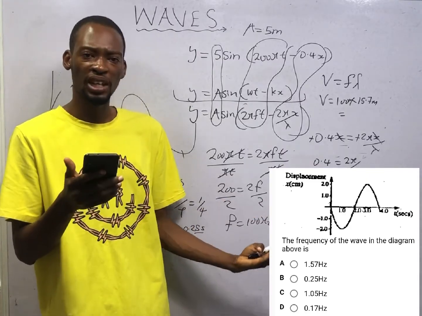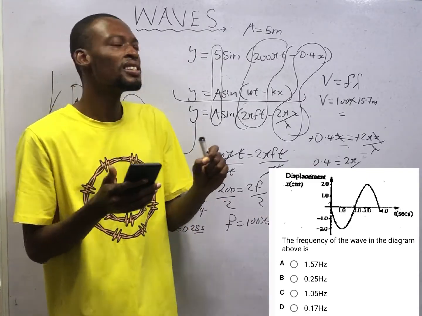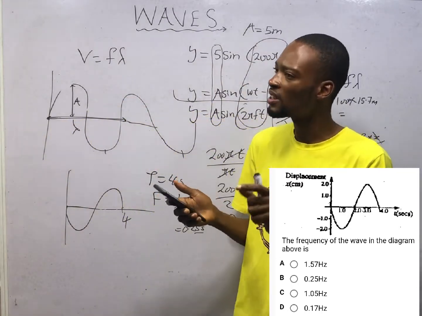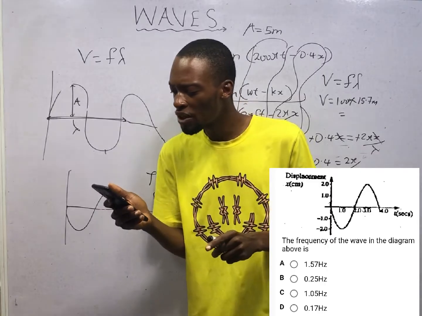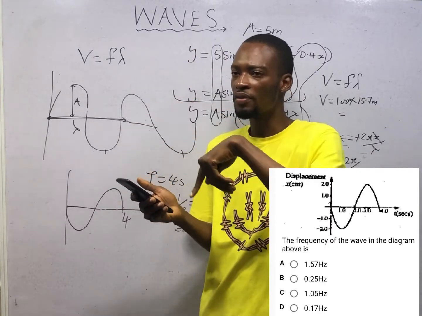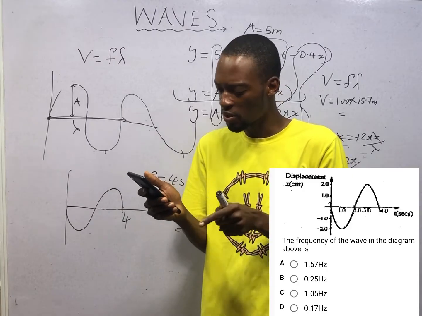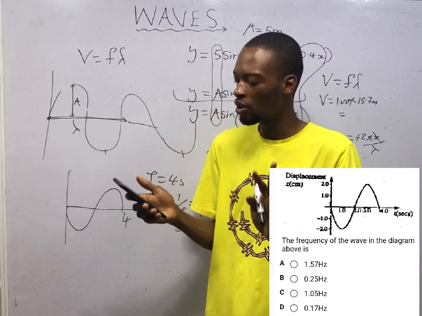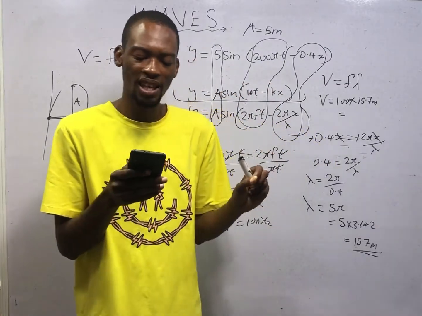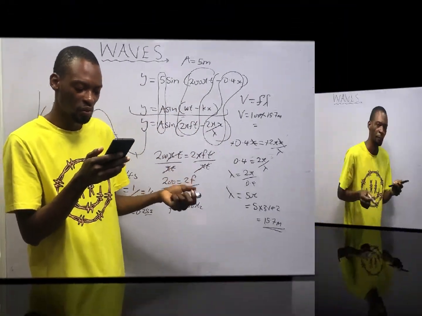You can solve it another way. Frequency is number of oscillations over time. In these waves, how many oscillations do we have? Simply one oscillation, one complete wave. What time? 4 seconds. That is 1 over 4, which is the same thing as 0.25 Hz. So we've answered the question in different ways.